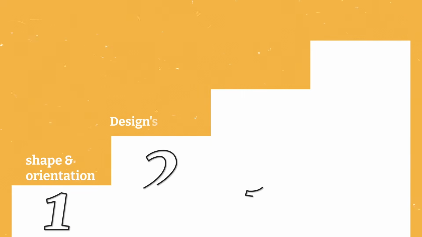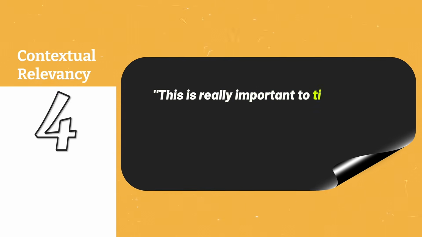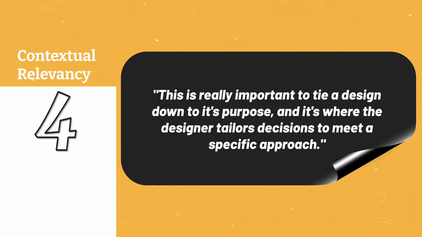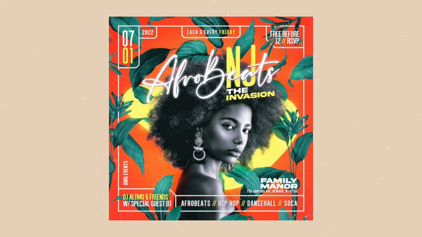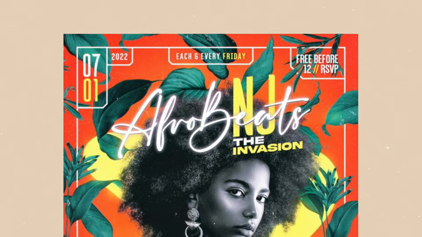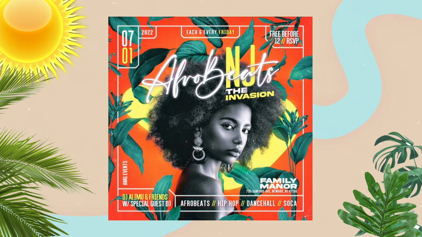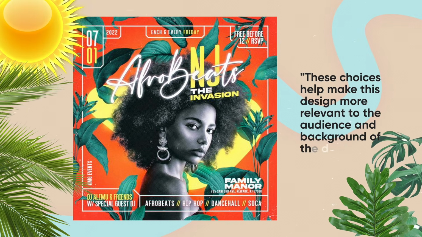The fourth step, which will totally revolutionize the way you approach a design, is contextual relevancy. This is really important to tie a design down to its purpose, and it's where the designer tailors decisions to meet a specific approach. So on this design here, the bright, bold colors and energetic typography can convey the lively atmosphere of the music event. Also, notice the date of the event. It's in June. The colors are reminiscent of summer, which is relevant to the purpose or the situation of this design. And these choices help make this design more relevant to the audience and the background of the design message.